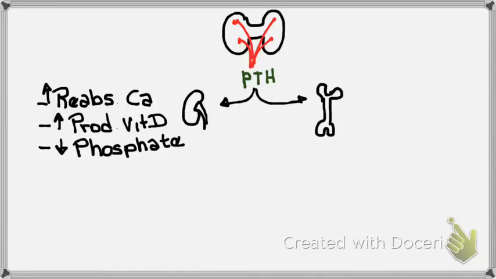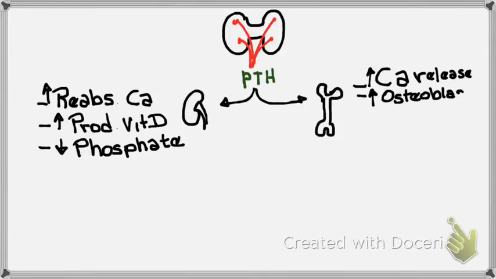In the bones, the parathyroid hormone is going to stimulate the calcium release. And it is going to stimulate the osteoblastic cells. And it is going to stimulate the bone resorption.